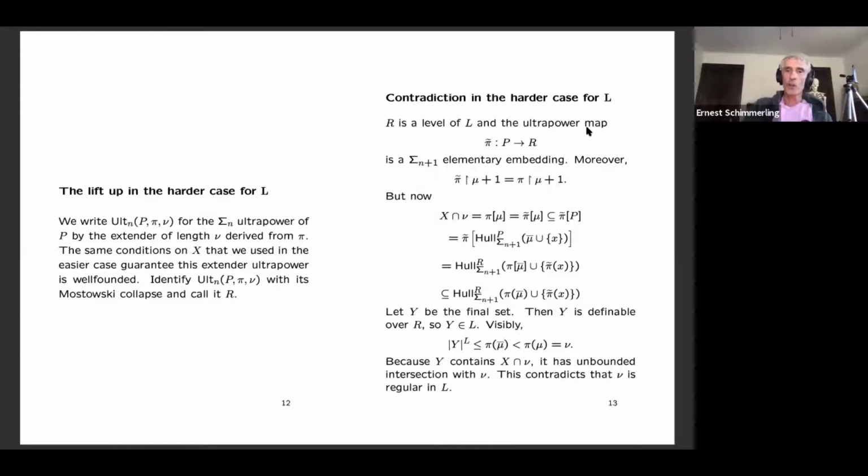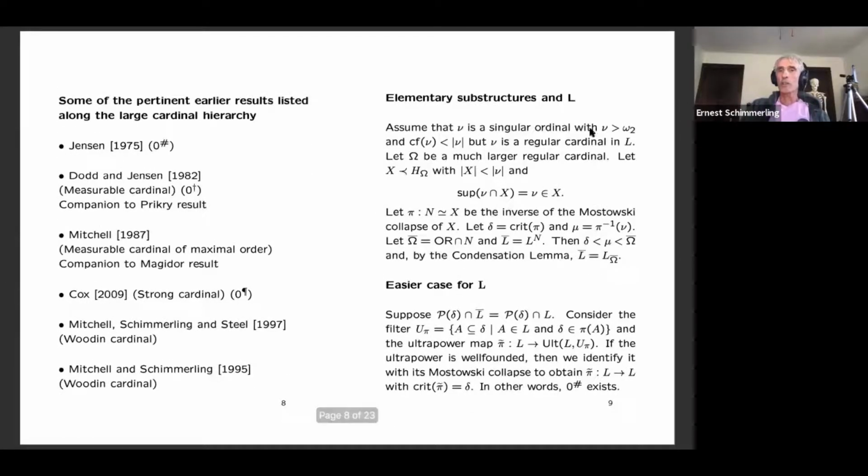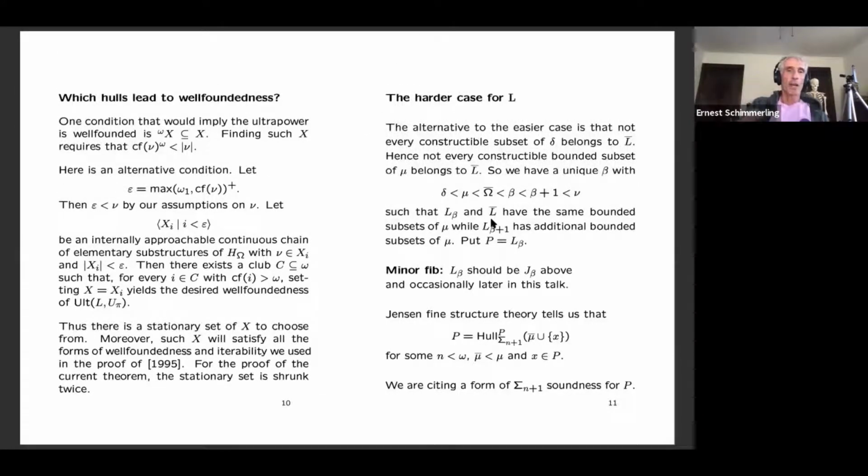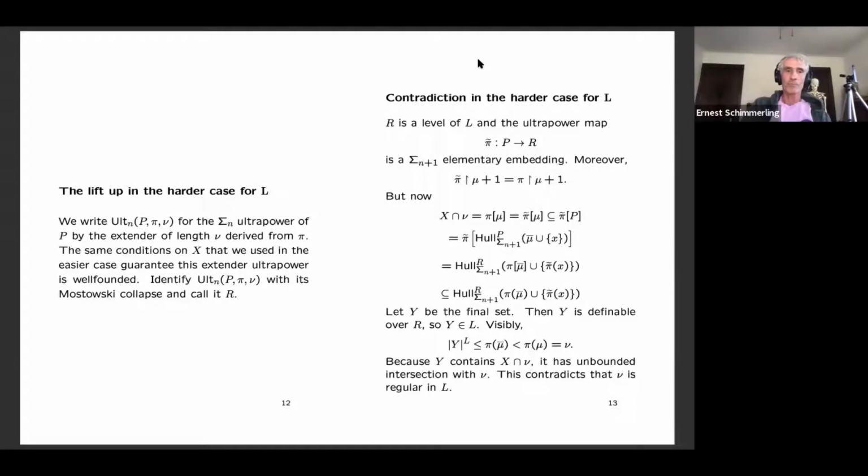Okay, so just a summary. Going back, we took a specially chosen elementary substructure. We looked at the Mostowski collapse. If all constructible subsets of the critical point were in the collapse, then we showed zero sharp exists. Otherwise, we just got a contradiction. And then, well, let me just keep going. Okay, so we've done this.